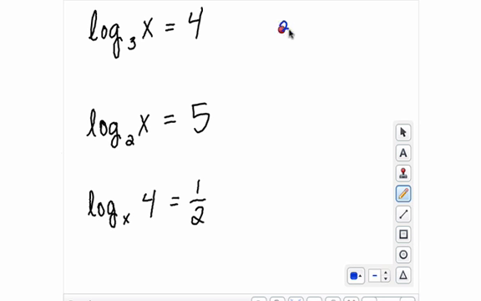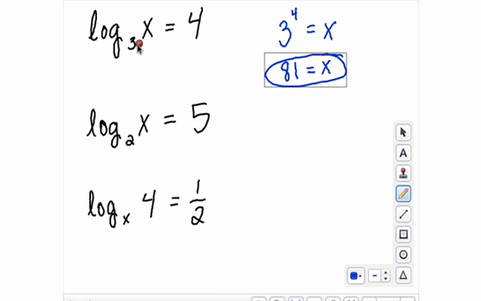So 3 raised to the 4th power equals x. Now all we need to do is find out what 3 to the 4th is. 3 times 3 times 3 times 3 is 81. And you should always check your answer. Does 3 to the 4th equal 81? Yes. Okay.